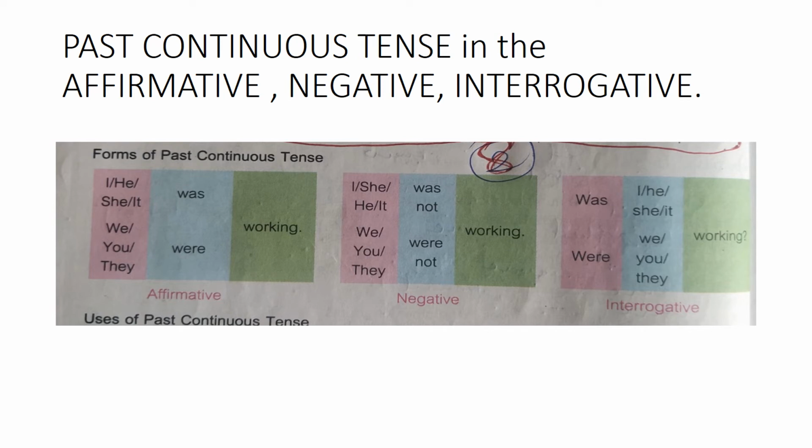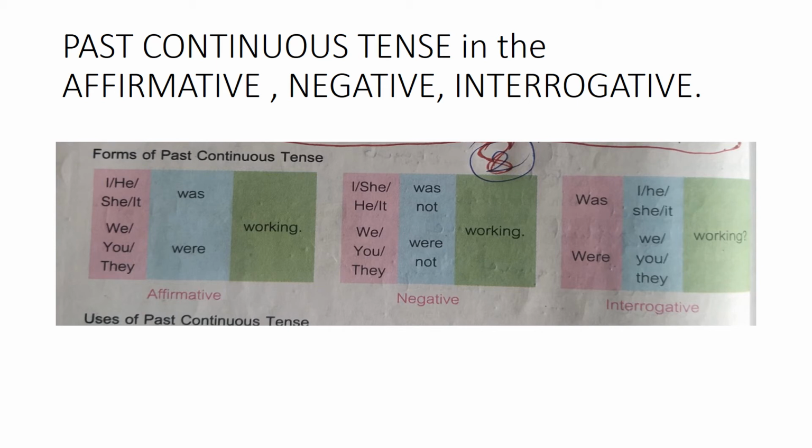Past continuous tense is used to talk about an action that was going on at some point of time in the past. If the subject is I, he, she, it, use was plus ing. If the subject is you, we, they, use were plus ing. Affirmative sentences. I was sleeping while studying. Second example, the crows were grazing. The hens were pecking the ground for food.